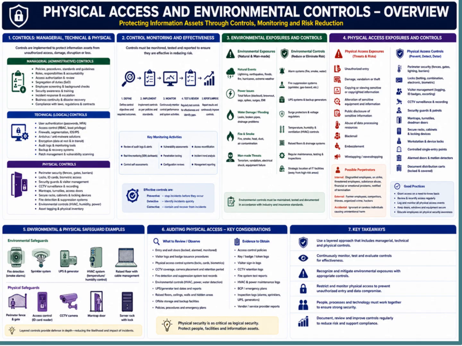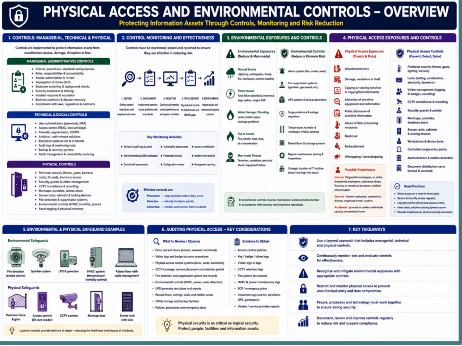Managerial controls include policies, procedures, defined roles and responsibilities, employee screening, awareness training, incident response processes, and business continuity planning. Technical and logical controls include authentication systems, access control mechanisms, CCTV integration, alarm systems, encryption, logging, and monitoring technologies. Physical controls are the visible safeguards that protect facilities and assets. Examples include fences, gates, locks, biometric access systems, security guards, CCTV cameras, man-traps, secure racks, and environmental monitoring systems.